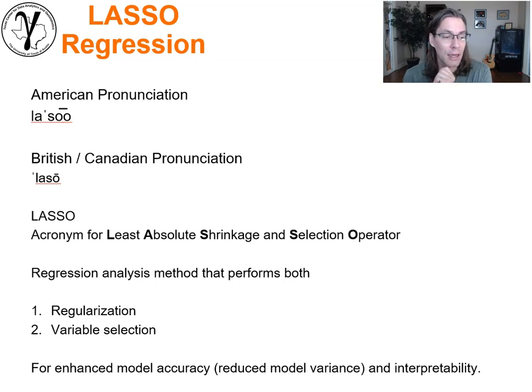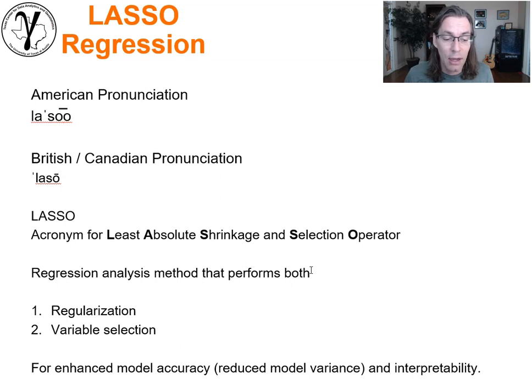So LASSO is actually an acronym, and that's why most of the time in the notes I'm using capital letters. It means least absolute shrinkage and selection operator. I think they kind of reach for that one, but that's okay. It's a regression analysis method that performs, and this is the super cool thing, and the first time we're going to show a prediction method that does this, not only regularization to try to dampen model variance, but also variable selection at the same time. And I'm going to show you how it does that.